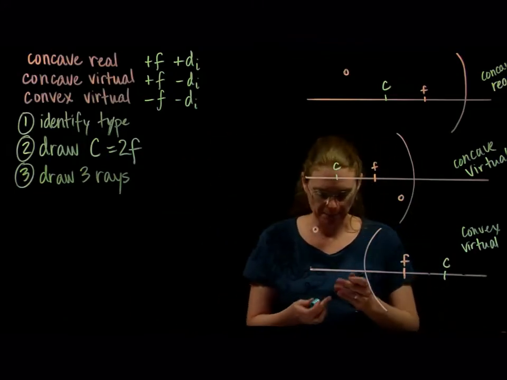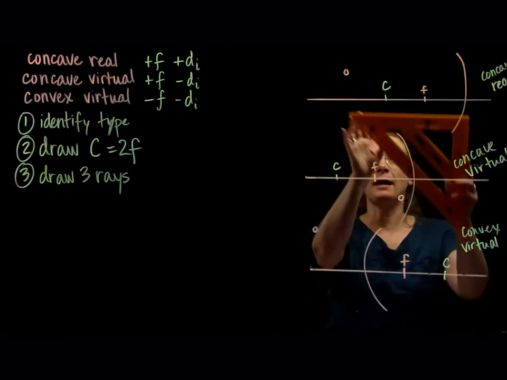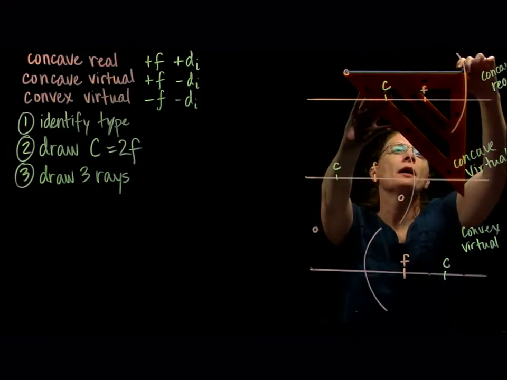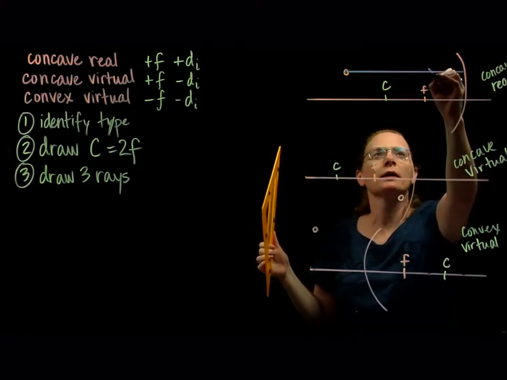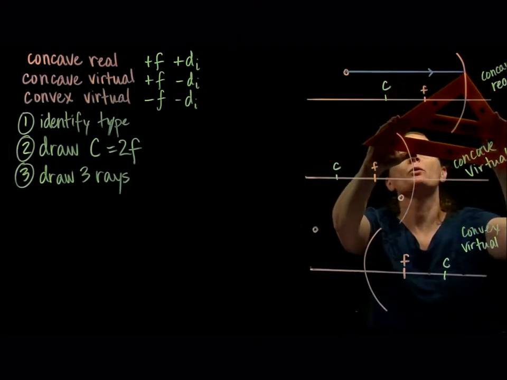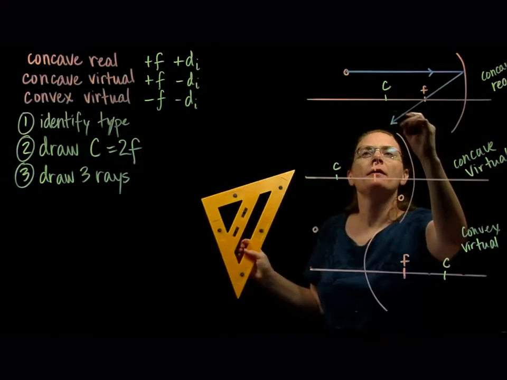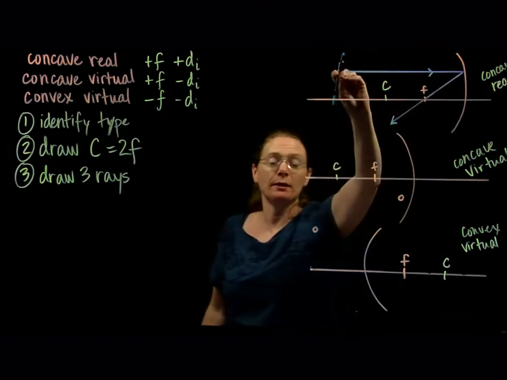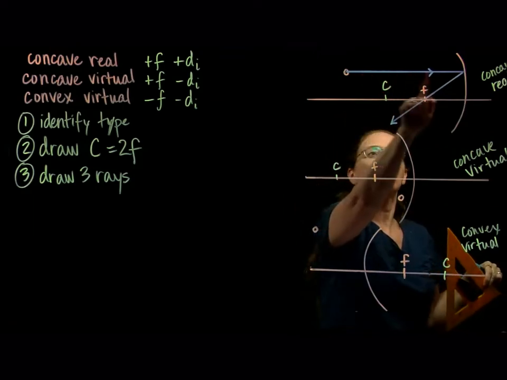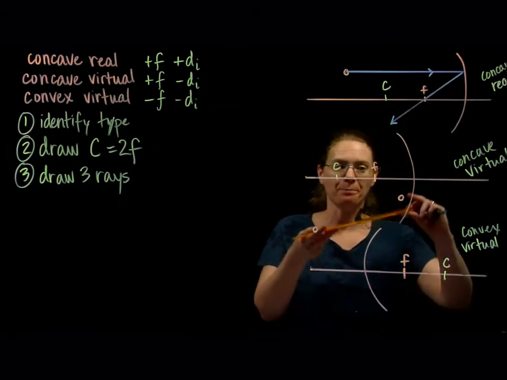So the first ray is one that leaves the object parallel to the axis and then hits the mirror. It leaves the object parallel to the axis, so it's going in like this, and then it bounces off the mirror through the focal length. Remember that light is being emitted in all directions from this source. This ray of light is going to go boom, and it bounces right through that focal length. And we can do that for all three.